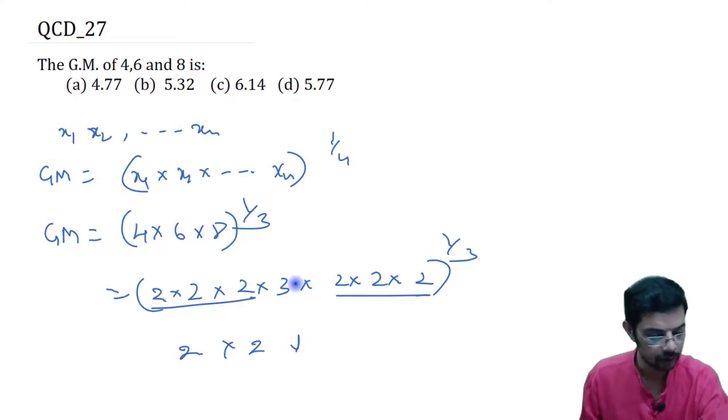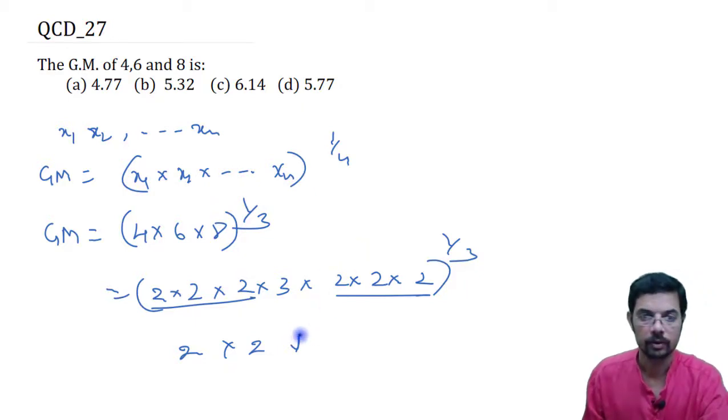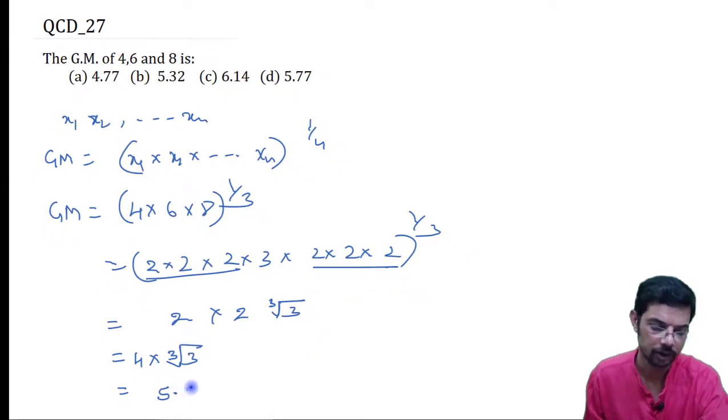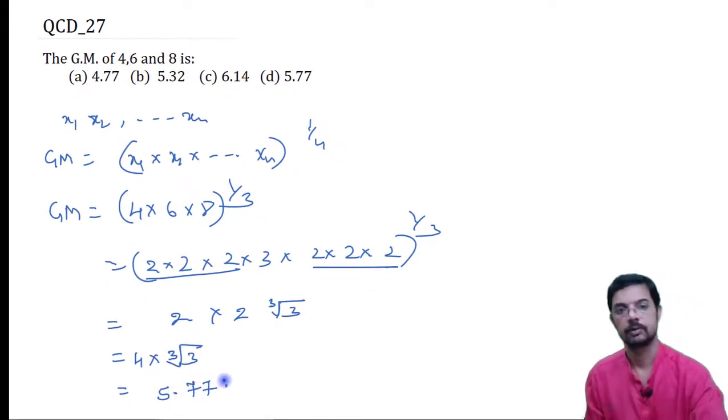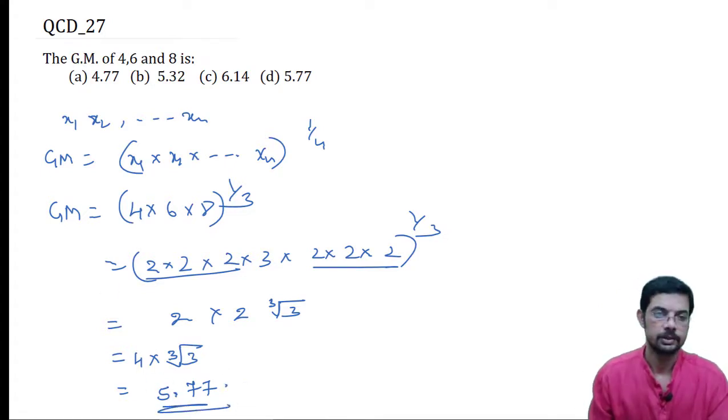So this is 4 into cube root of 3. If you calculate this, what we get is 5.77. Cube root of 3 into 4 is 5.77. We can use the calculator to find out. So, that is it for this question.